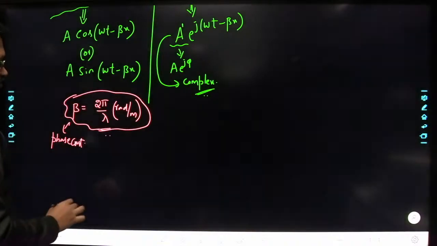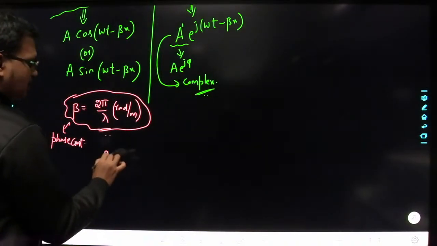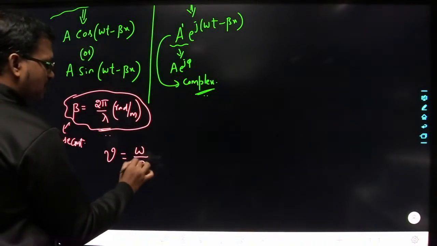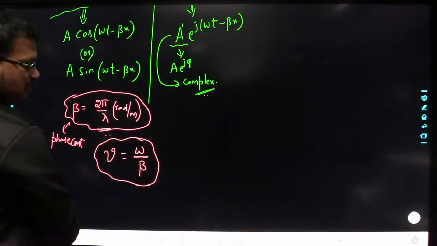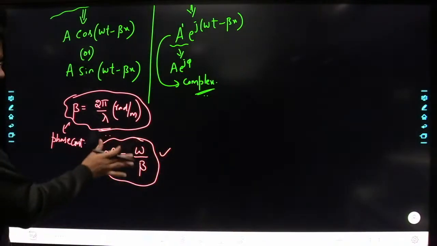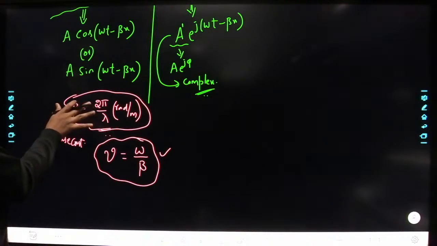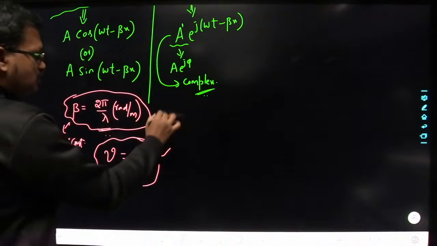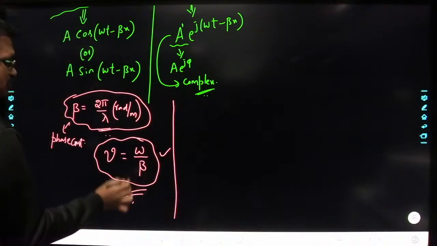Next, we have seen the velocity of the wave, which we got as the ratio of omega by beta. How we are getting this expression and this value, all these things we have seen in the previous session itself. So, you have to revise all these things.